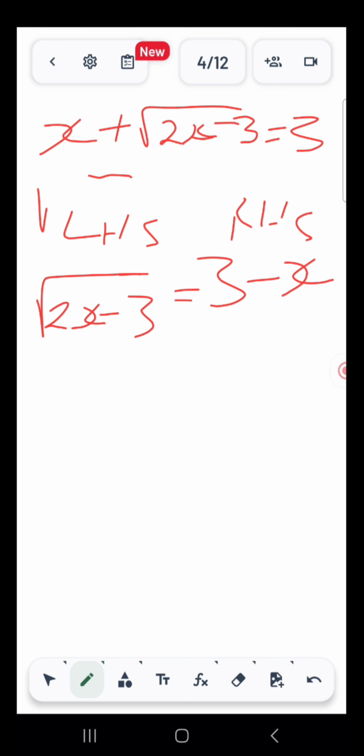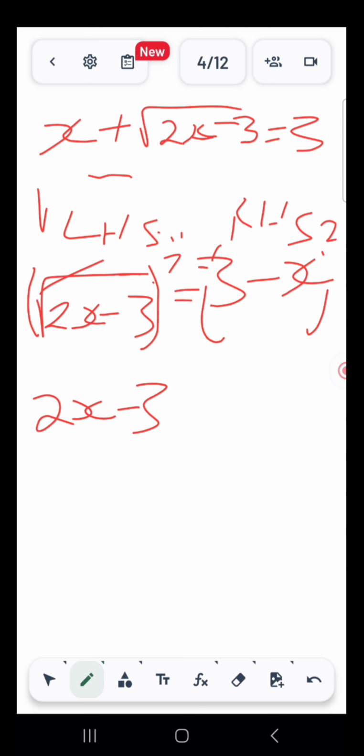I hope you follow. So here, since it's a square root, we say to the exponent of 2, but to balance it, because we put an exponent of 2 on one side, we must put it on the other side too, so that we balance the exponent of 2. So when we do that, the square root and the 2 cancel each other, and you are remaining with 2x minus 3 on that side.